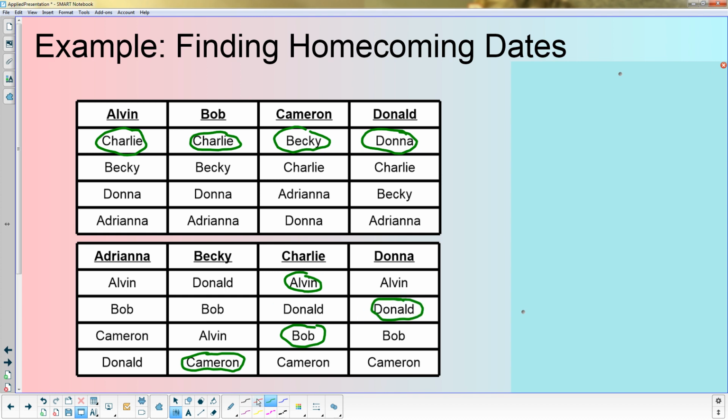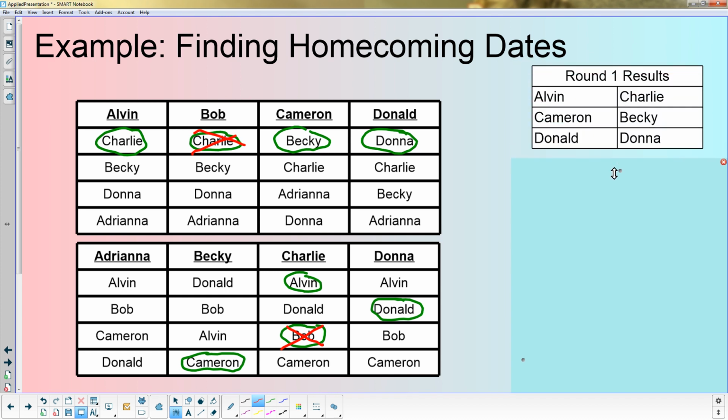Now what happens in this step is that Charlie received 2 proposals, so she is going to reject Bob's proposal and tentatively accept Alvin's proposal. So Bob gets rejected, but at the end of round 1, we have some tentative pairings. Alvin and Charlie so far are going to go to the dance. Cameron and Becky are going to go to the dance together, and Donald and Donna will go to the dance together. But we're not done, so those may change.